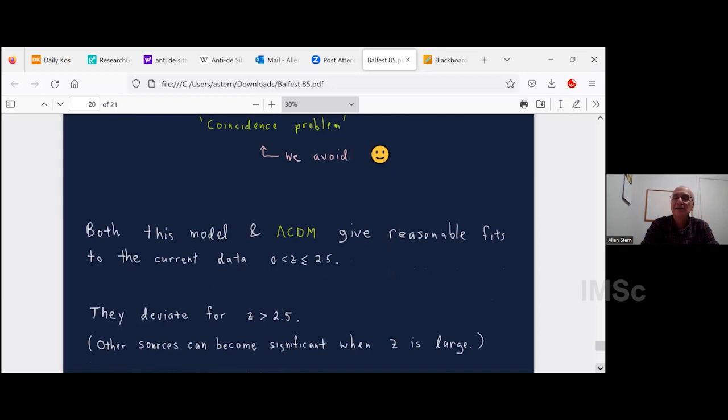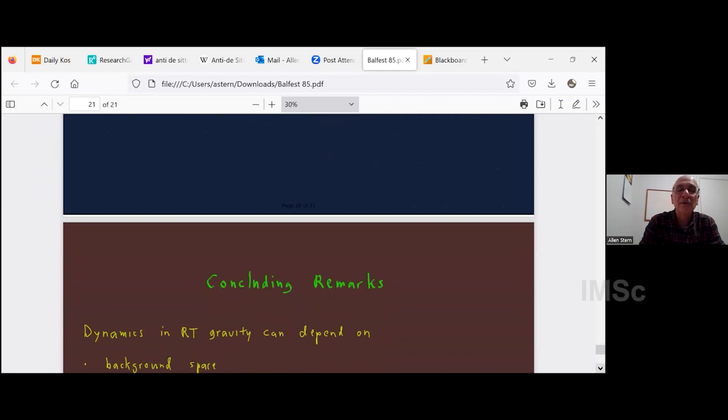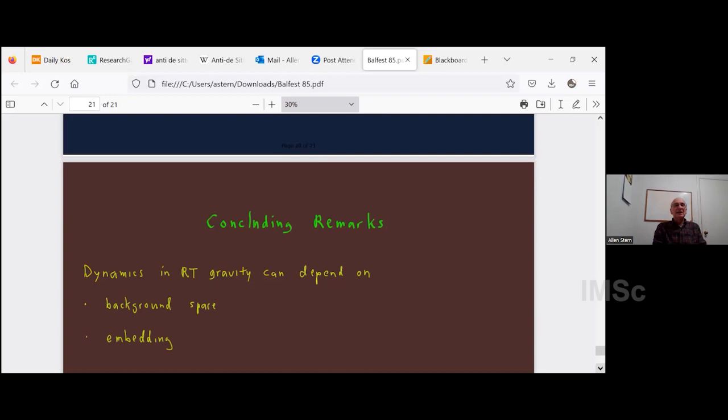Okay. So I'm now at the concluding remarks. So here are some general observations. The dynamics of Regge Teitelboim gravity can depend on the background space and the embedding in that space, and so that makes the situation kind of chaotic, and I think that's maybe one of the reasons why this theory hasn't been given much attention in the past.